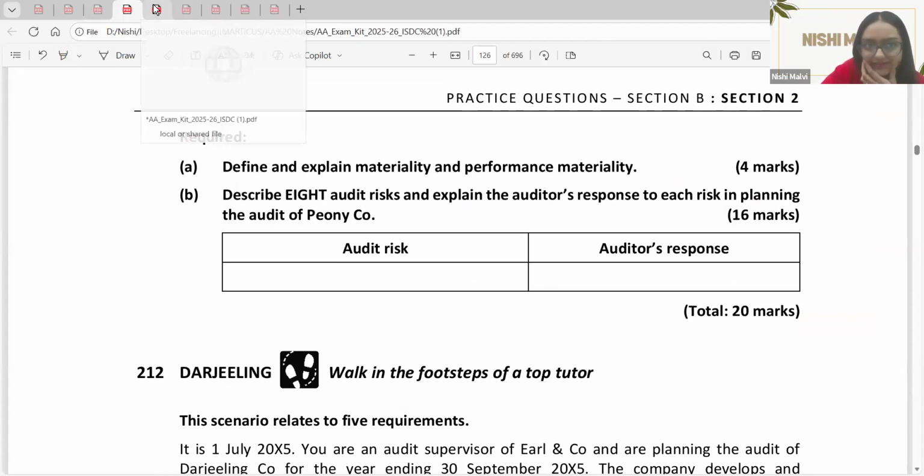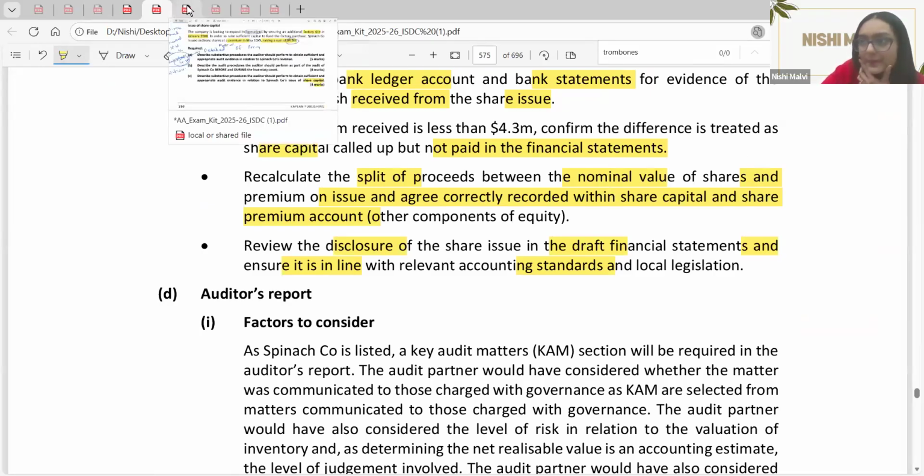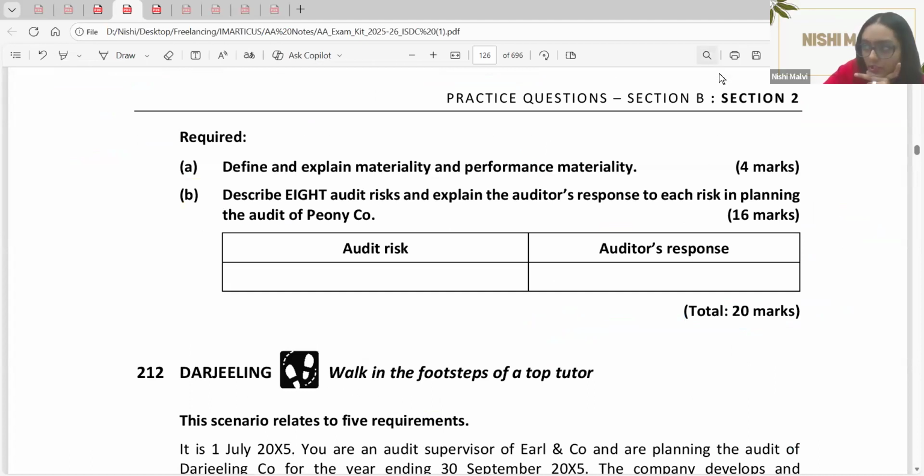243? 243. Question name? Okay. Let's check that as well after we are done with this question. Okay. Peanut company? I'll check this, okay?